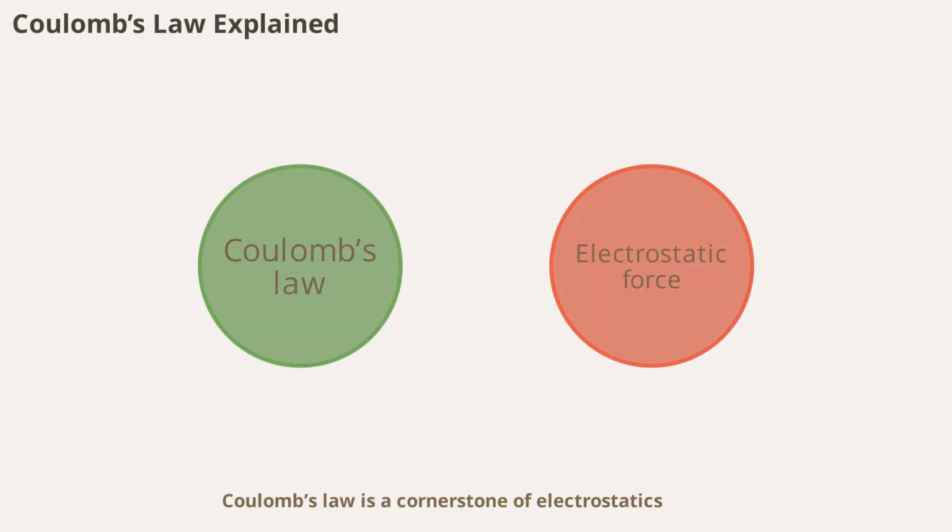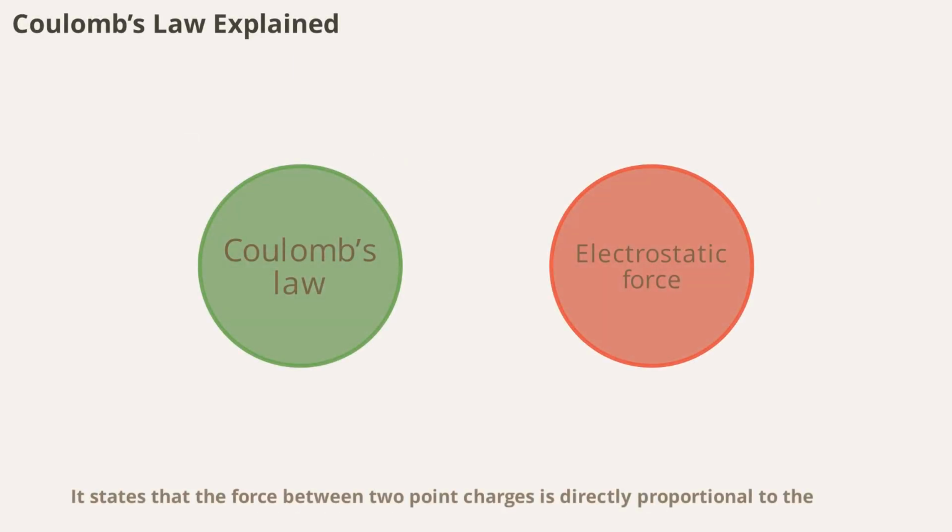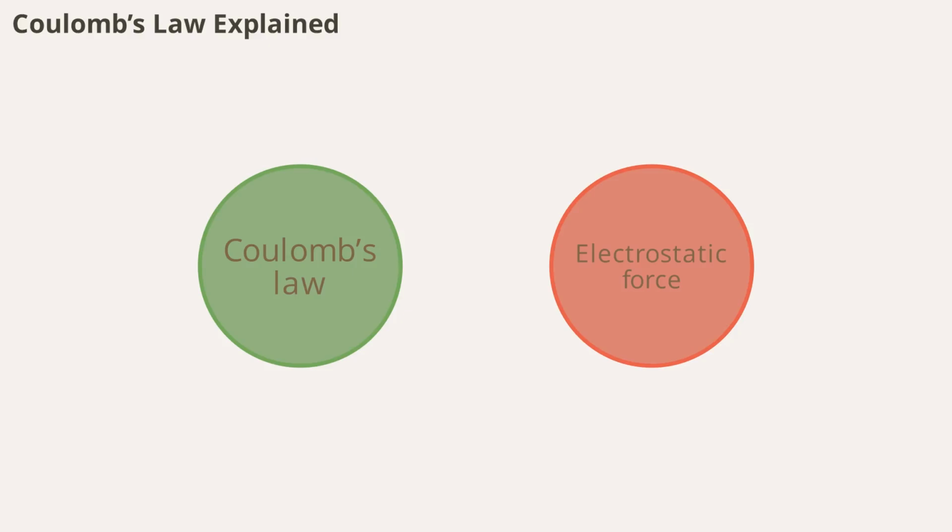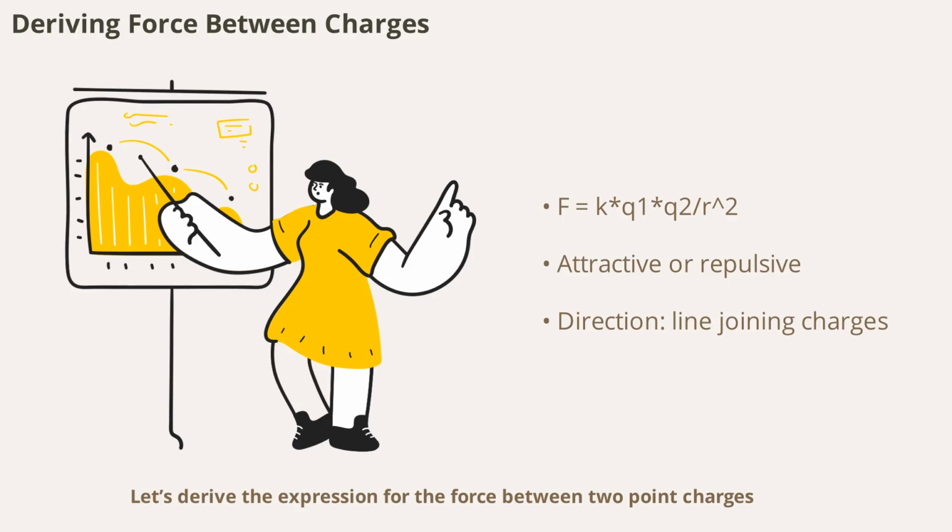Coulomb's law is a cornerstone of electrostatics. It states that the force between two point charges is directly proportional to the product of their charges and inversely proportional to the square of the distance between them. The force acts along the line joining the charges. This law helps us calculate the magnitude and direction of the electrostatic force, which is essential for understanding interactions at the atomic and macroscopic level. The constant of proportionality is known as Coulomb's constant, and the law is mathematically expressed as F equals k * q1 * q2 / r².